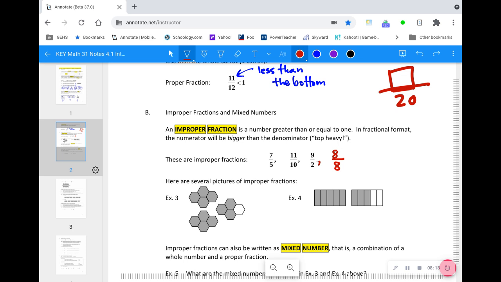One way to think of it just numerically, proper fractions are always less than 1. Improper fractions are equal to 1 or greater.